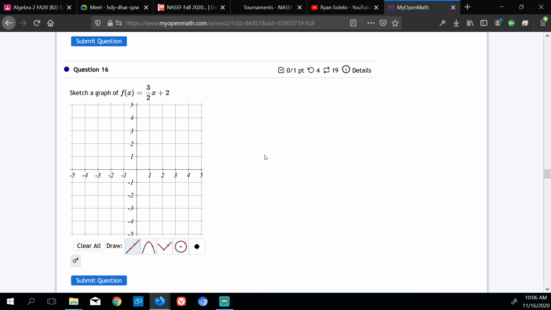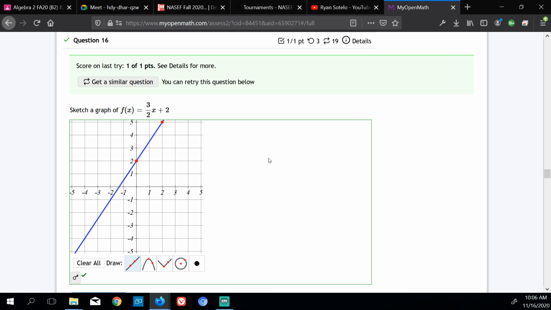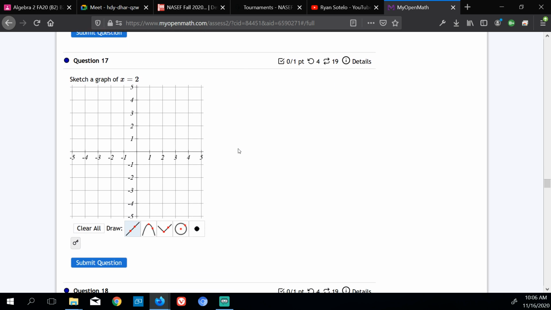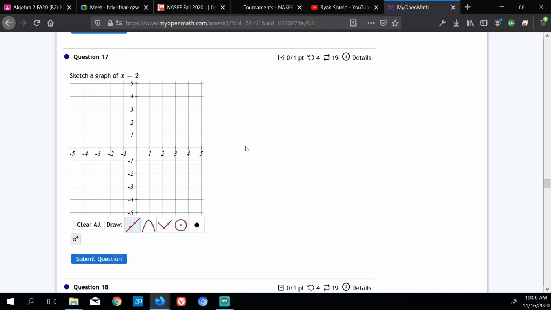Where do I start on this one? 2. And then what do I do? Up 3 over 2. Nice. What about an x equals 2? Over 2. Yeah. So go on the x-axis, and it's every point whose x-coordinate is 2. So just something like that.